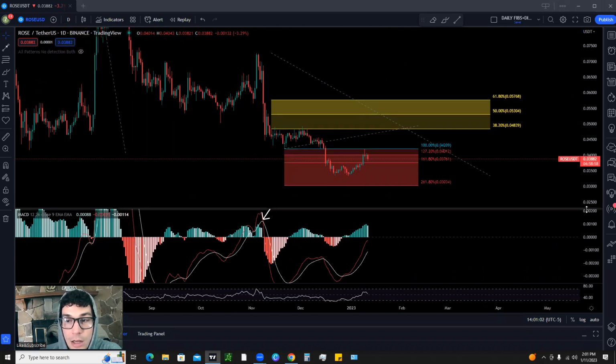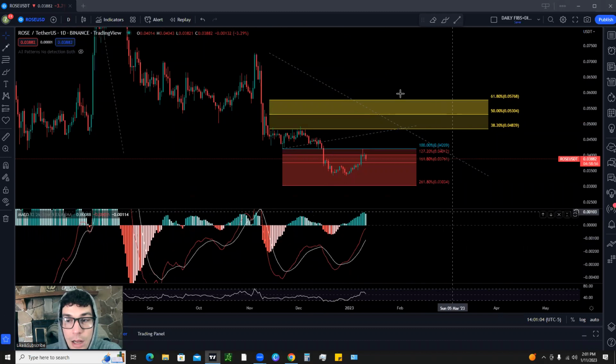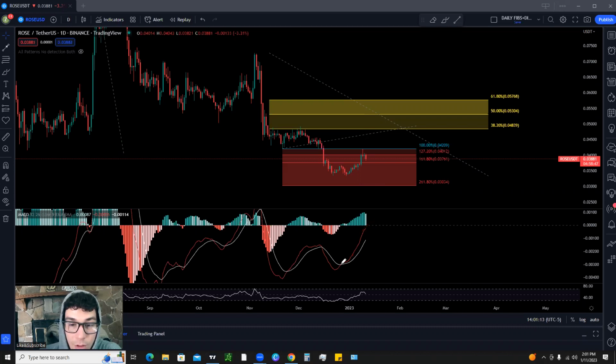Now, take a look at our MACD. Our MACD looks good right now, all right? We don't see any signs of a MACD sell signal. We see the red line is trading above on ROSE. So, we do have a little bit of bullish momentum.